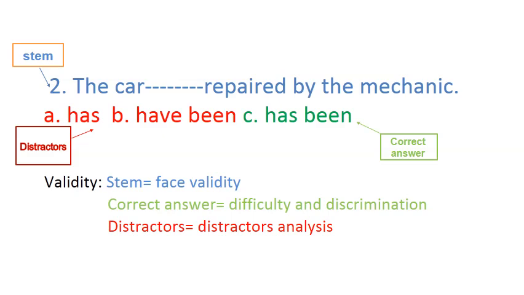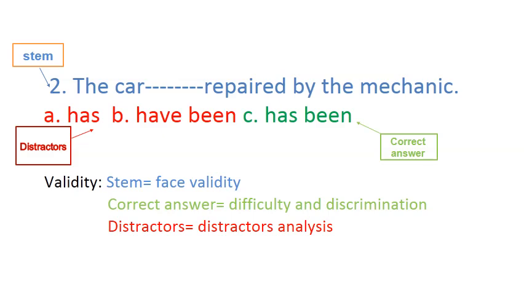consisting of a stem, options, and a correct answer. The stem here is: the car blank prepared by the mechanic. Here we have the stem. How can we decide the validity of the stem? The validity of the stem is decided by face validity.